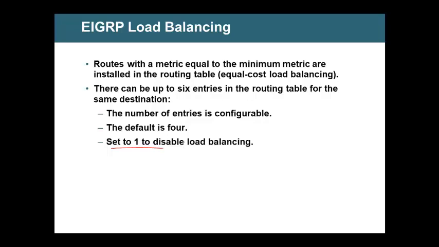You see, I told you by default, up to 4 paths can be used for load balancing. If you want to increase, you can increase up to 32. What if I do not want load balancing? I don't want to do load balancing even with this default 4. I only want one path. For that, you need to set the maximum-paths command. What is the command? Maximum-paths.